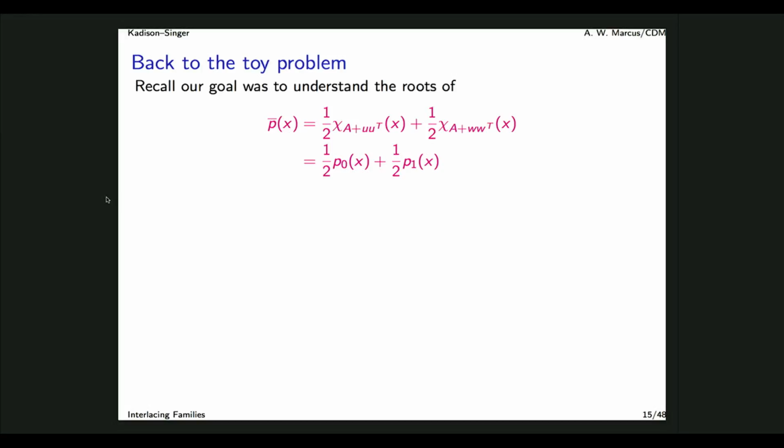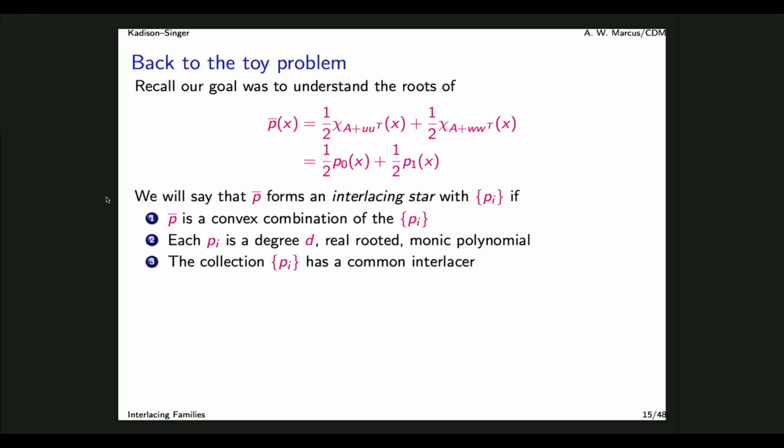Remember, our goal is to try to understand this sum of polynomials here. I'm going to make a definition which essentially just gives me exactly what I need in order to say what I want to say. We'll say that P hat forms an interlacing star with this collection Pi if the average P is a convex combination of the Pi, each of the Pi is a degree D real-rooted monic polynomial, and the collection Pi has a common interlacer.